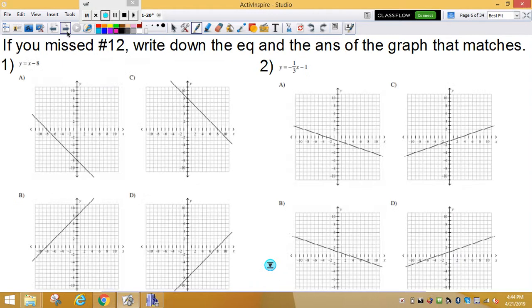Okay? So if you missed number 12, I want you to write down the equations and the answers of the graphs. So like for number 1, you need to write down y equals x minus 8 and tell me if it's A, B, C, or D. So here's 1 and 2. If you want to pause it and do 1 and 2.